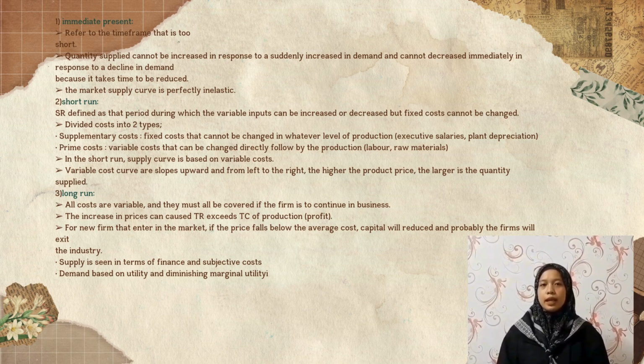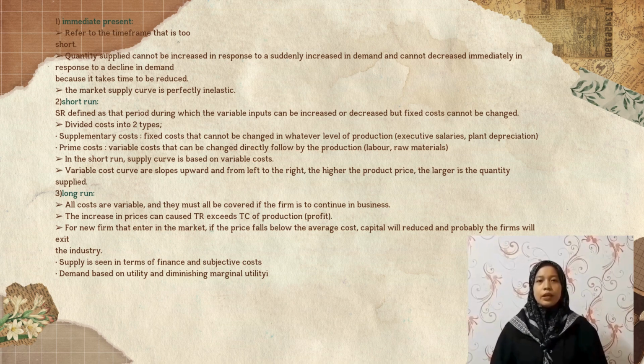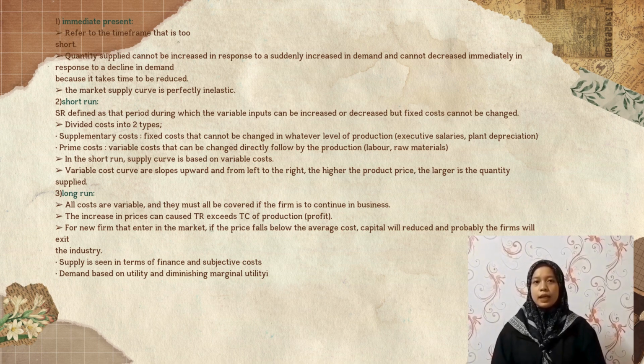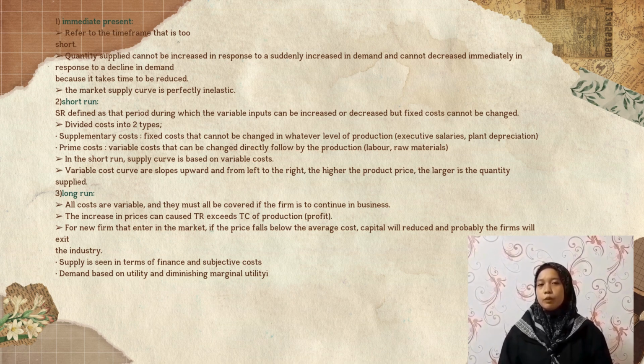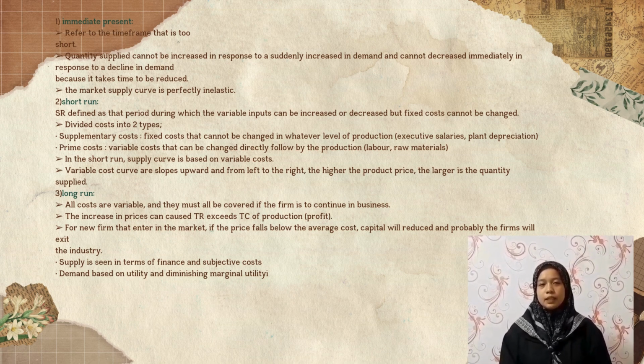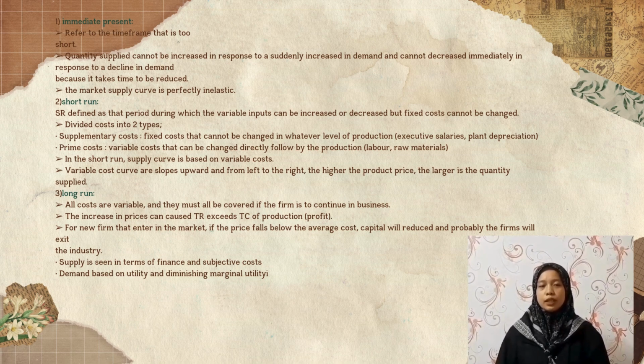For a new firm that enters the market, if the price falls below the average cost, capital will reduce and probably the firm will exit the industry. Supply is seen in terms of finance and subjective cost. And for demand, based on utility and diminishing marginal utility.